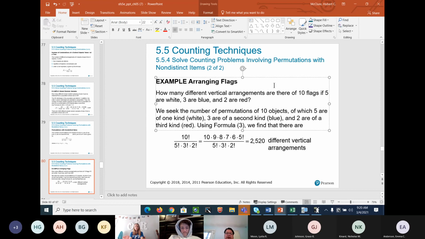How many different vertical arrangements are there of 10 flags if 5 are white? Now, I like red, white, and blue. If 2 are red, 5 are white, and 3 are blue.